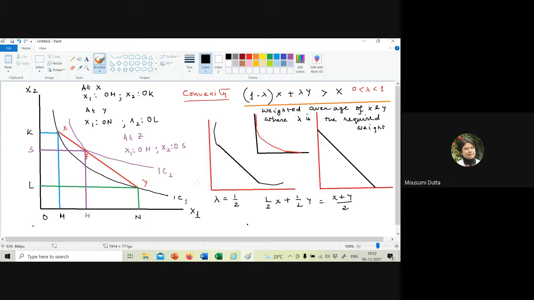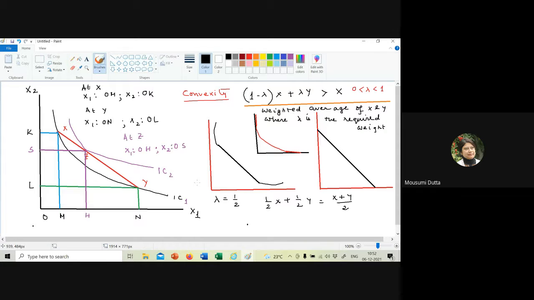If we consider the weighted average between x and y, this is called the convex combination of two points x and y. Any convex combination will give a higher level of satisfaction. This is possible only with a convex curve.